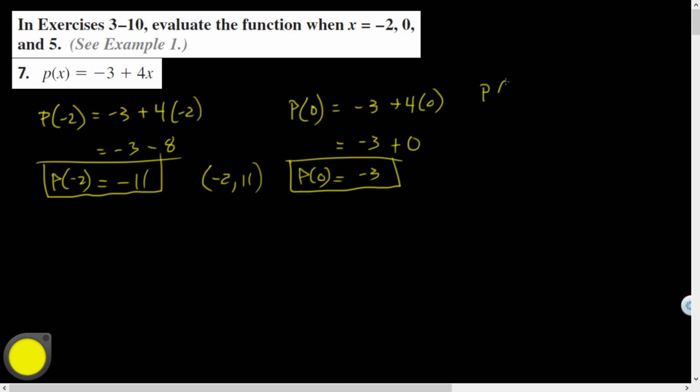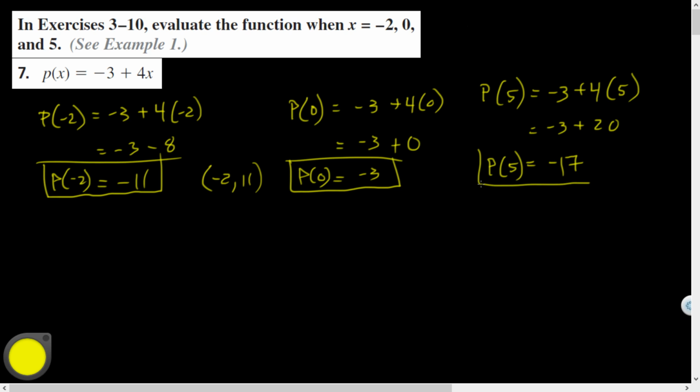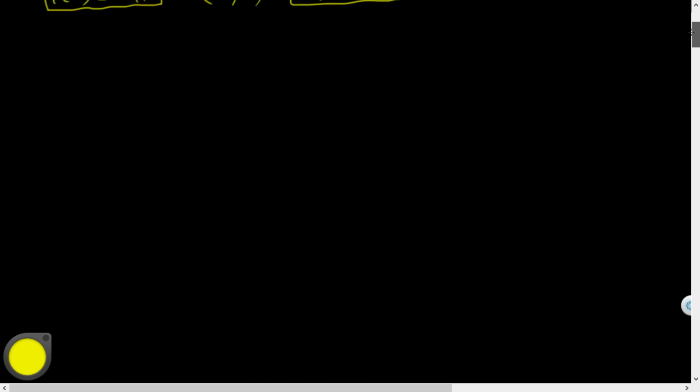And lastly, let's do p of 5. -3 plus 4 times 5, and I get -3 plus 20 equals 17 is what p of 5 is equal to. All right, so that's the idea. Evaluating a function means to plug in a number as its input and derive, using PEMDAS, just order of operations, what the output is going to be.